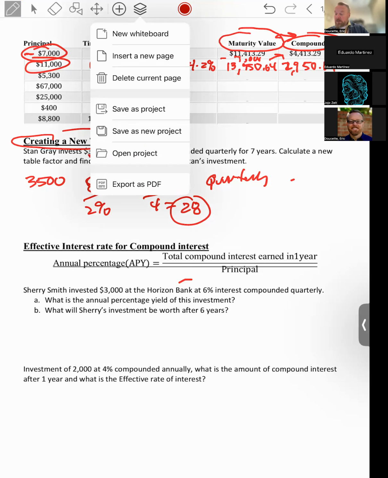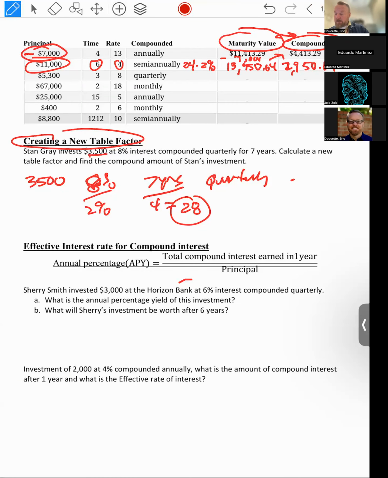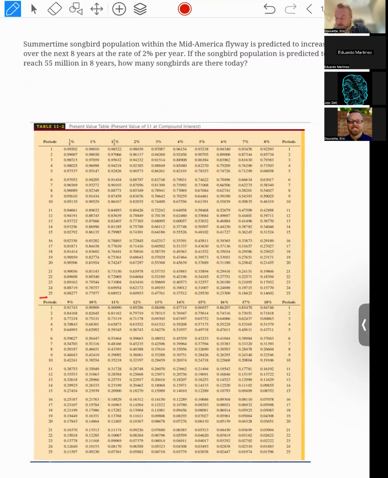Let's see, open projects, we'll go back to the table. So we're going to do 28, there's only 25. But we did 2%. So again, we take the 14 then, right? What's 28 divided by 2? 14. So I take this table factor, 0.075788, and multiply those together. And it gives me a new table factor of... Oh, I don't think I did it right.